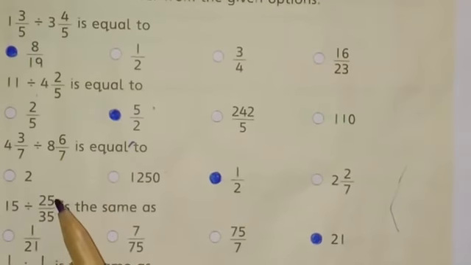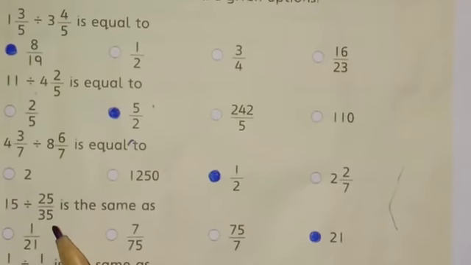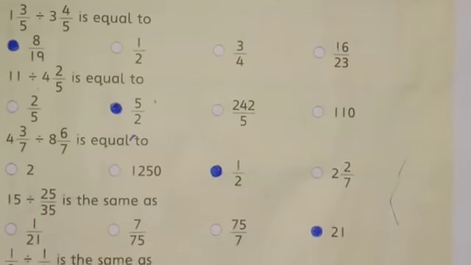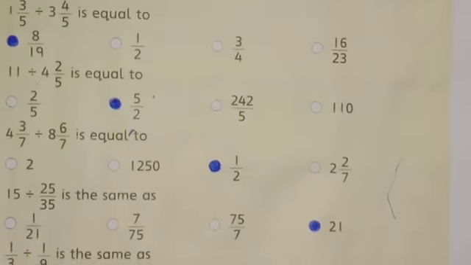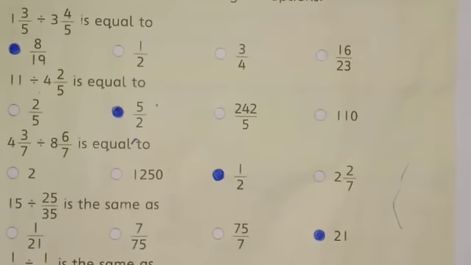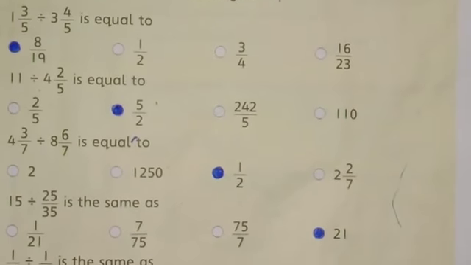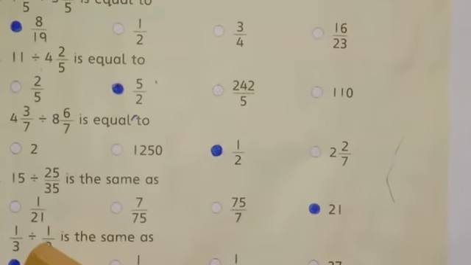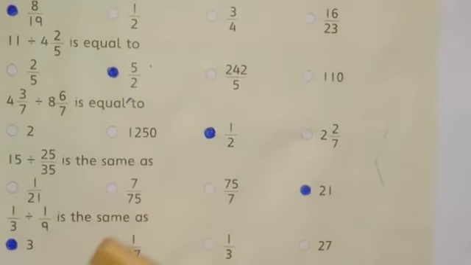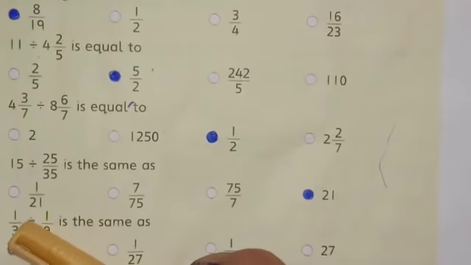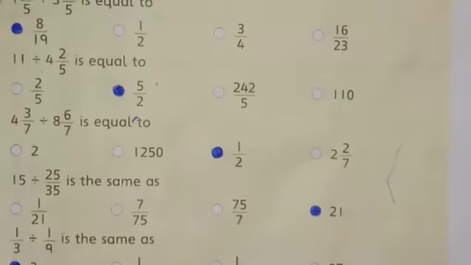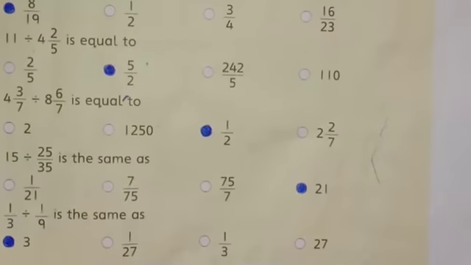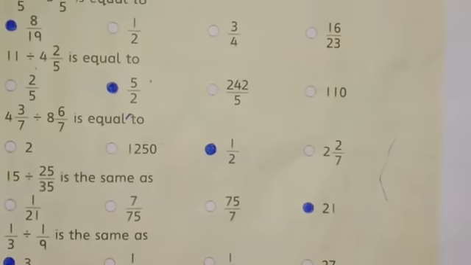15 divided by 25 over 35 is same as, after taking reciprocal, it will become 25 over 35, and when we do cutting, answer will be 21. E part, 1 by 3 divided by 1 over 9 is same as, now after taking reciprocal, it will become 9 over 1. 3 ones are 3, 3 threes are 9. So answer is 3. That's all for today.